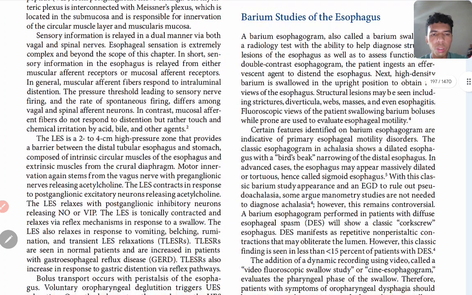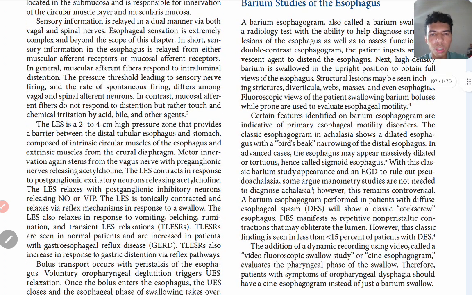Certain features identified on a barium esophagogram are indicative of a primary esophageal motility disorder. The classic esophagogram in achalasia shows a dilated esophagus with a bird's beak narrowing of the distal esophagus. In advanced cases, the esophagus may appear massively dilated or tortuous, hence called sigmoid esophagus. This classic barium study appearance and an EGD to rule out pseudoachalasia. Some argue manometry studies are not needed to diagnose achalasia.